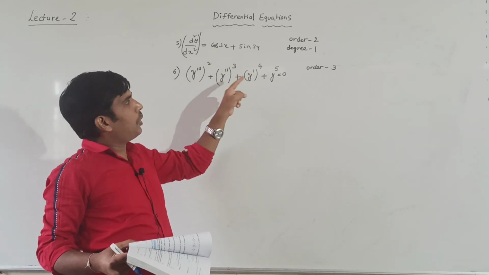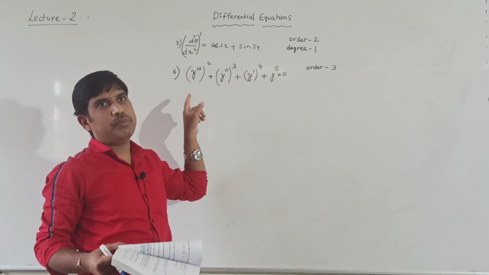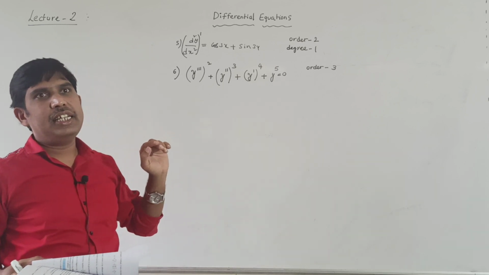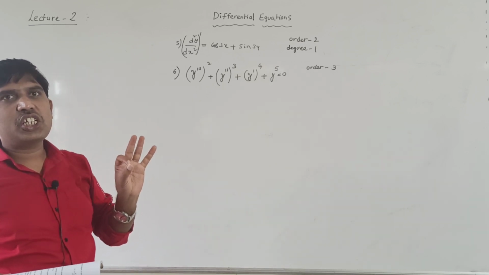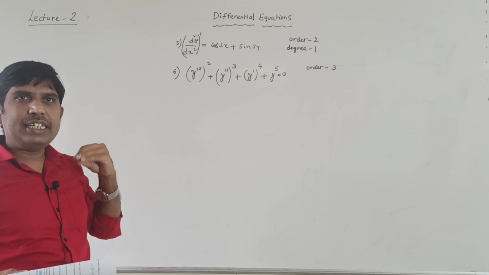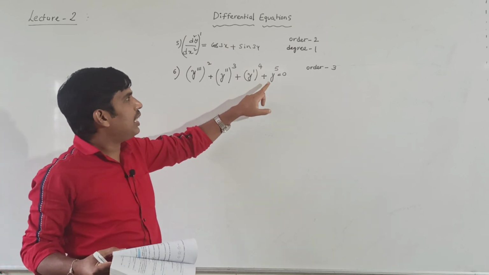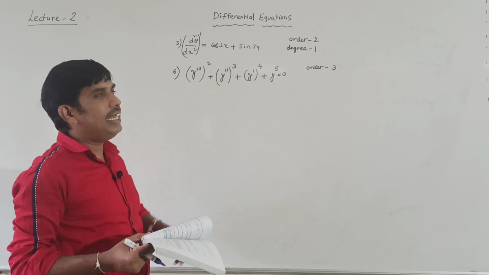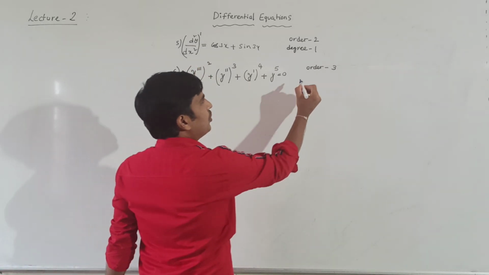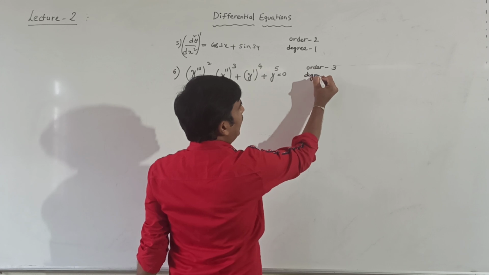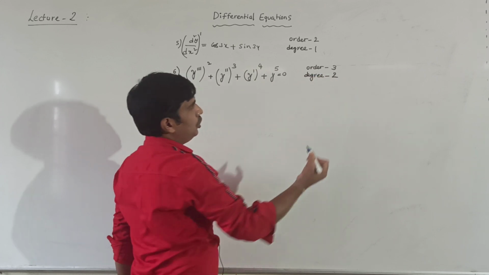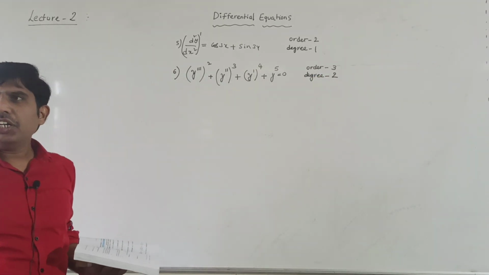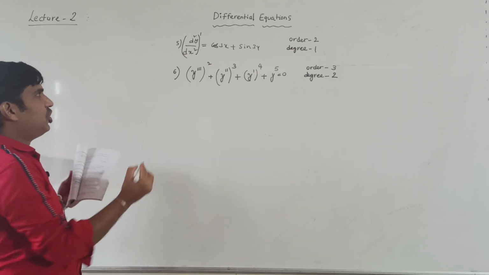3. Next, is it a polynomial function in derivatives? Yes, it is a polynomial function in derivatives and does not contain any transcendental function including derivatives. Hence, degree is defined. What is the highest order derivative? This one. The index of this highest order derivative is how much? Nothing but 2. Therefore, its degree is how much? Nothing but 2. It is an order 3, degree 2 differential equation.